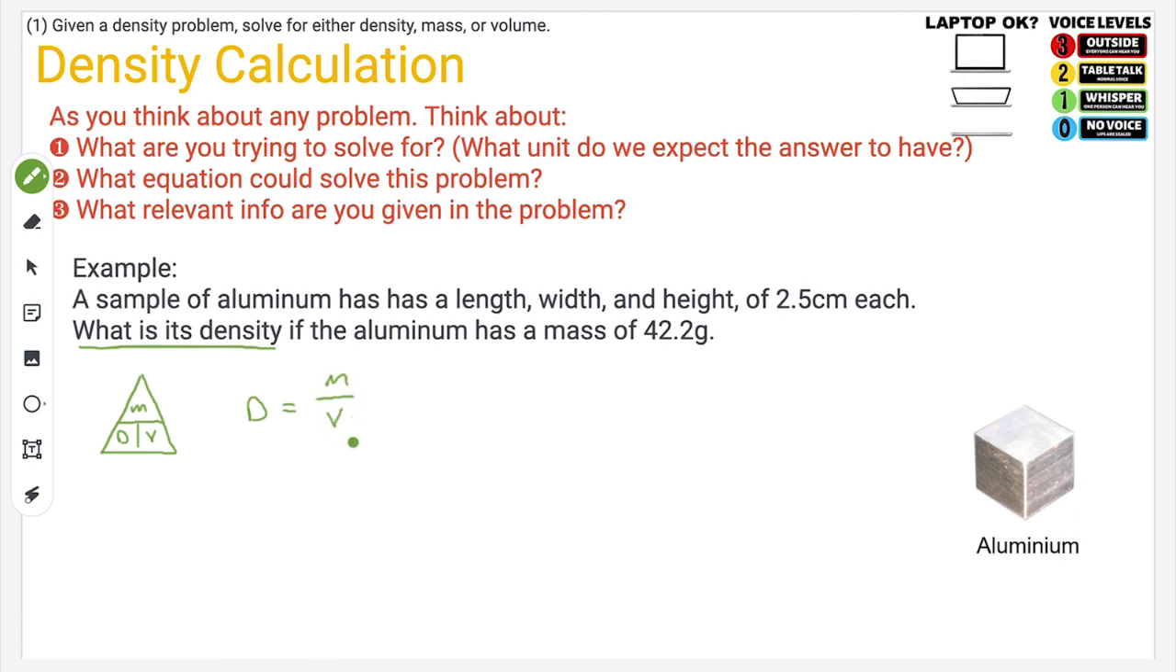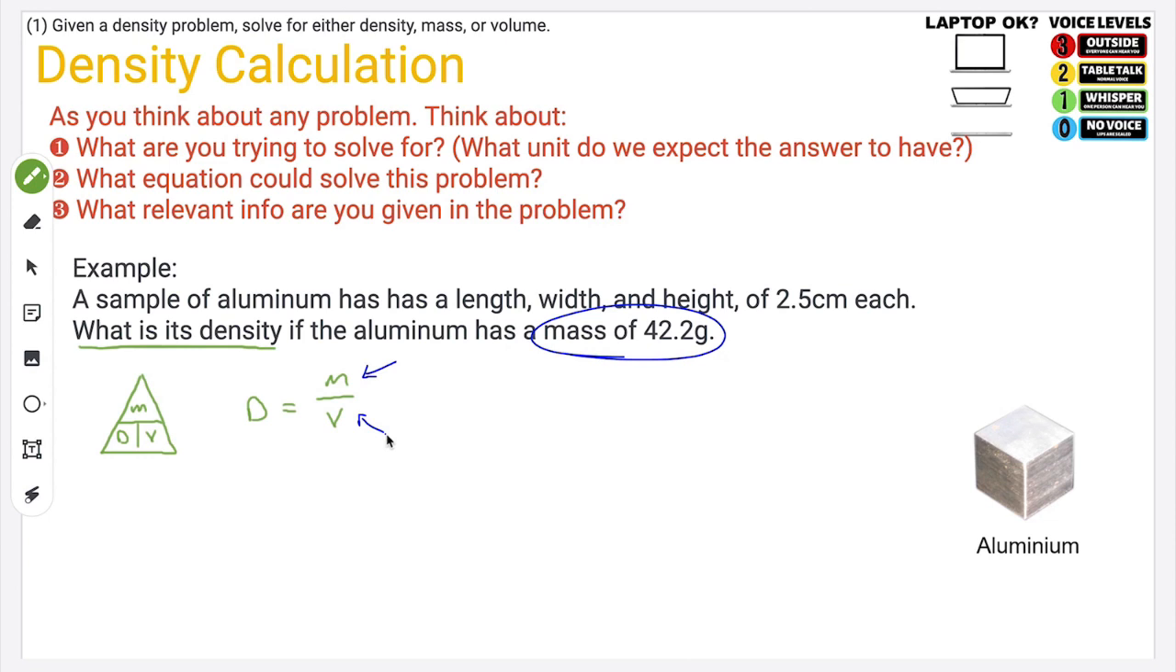Okay. Well, do we have mass? Can we figure out its mass? Yeah, its mass is right here, 42.2 grams. We're just going to plug that in on top. Do we have volume, though? No, we have length, width, and height. But if you remember, if you have length, width, and height, you can actually get the volume. Remember, length times width times height is equal to volume.